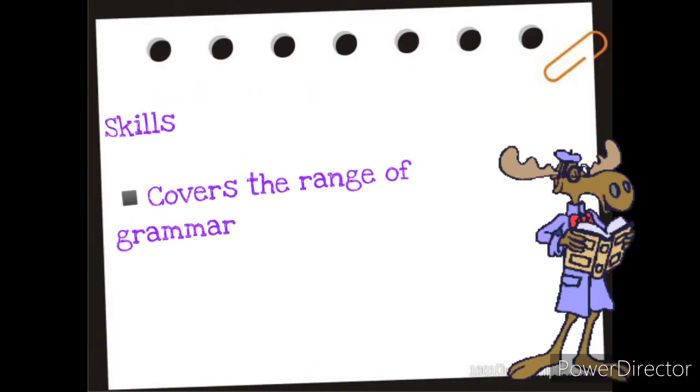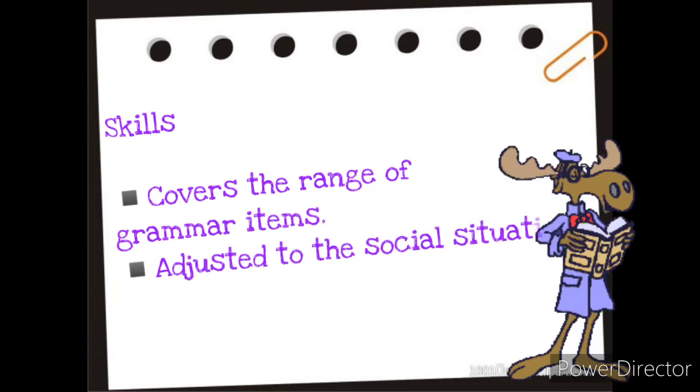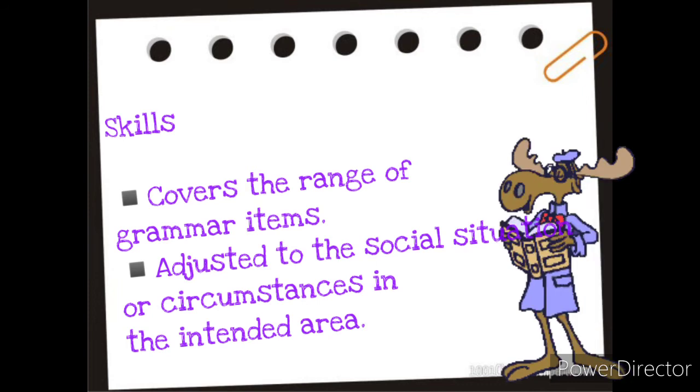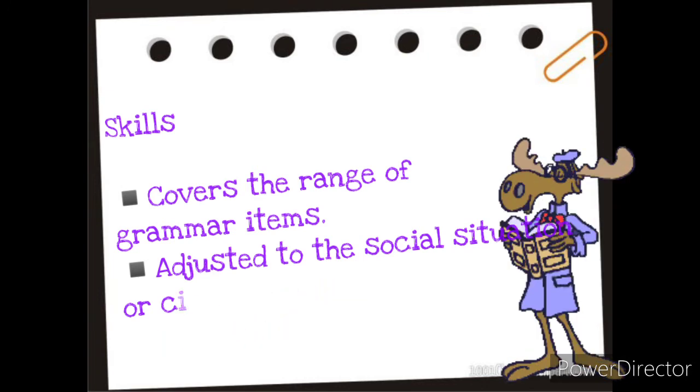Heading 4 is skills. First, it covers the range of grammar items, and the second, it is adjusted to the social situation or circumstances in the intended area.